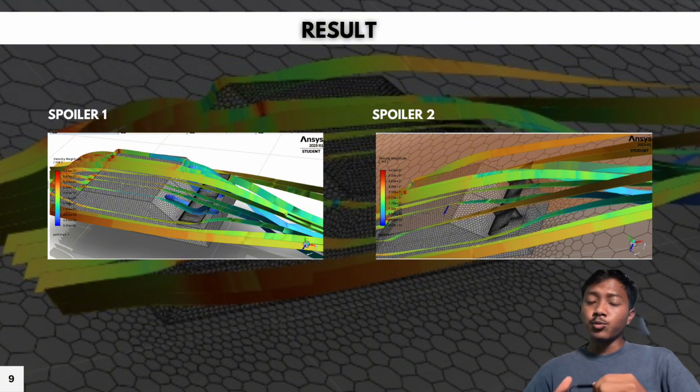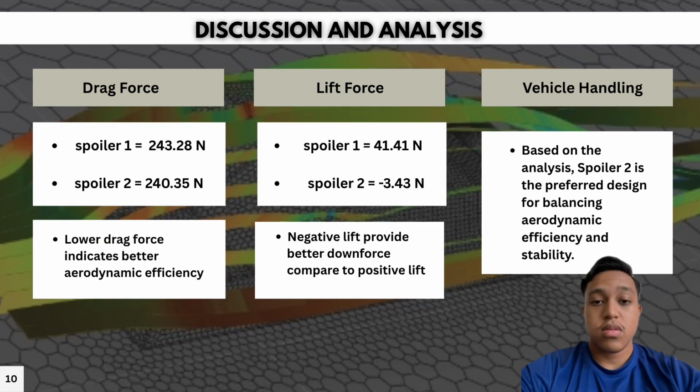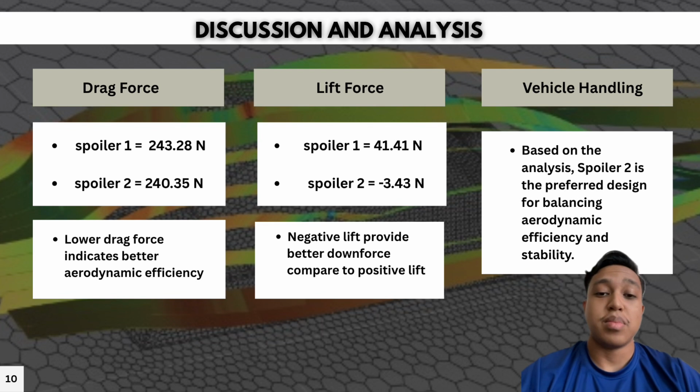In contrast, spoiler 2, shown on the right, reveals a more chaotic flow pattern. The path lines are less organized, and we can clearly see some flow separation and turbulence behind the car. There are also regions with significant velocity drops. This indicates that the airflow is detaching from the surface, which not only increases drag but also reduces the overall aerodynamic sustainability. So for the discussion part, I will discuss drag force.